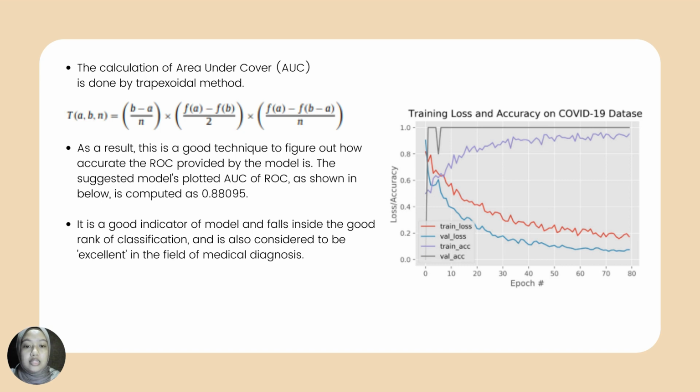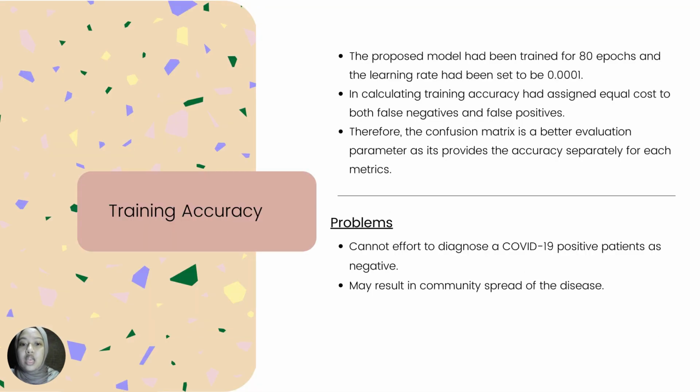So as a result, this is a good technique to figure out how accurate the ROC provided by the model is. The suggested model's plot of AUC of ROC, as shown in this graph, is computed as 0.88095. So it is a good indicator of the model, falls inside the good rank of classification, and is also considered to be excellent in the field of medical diagnosis.